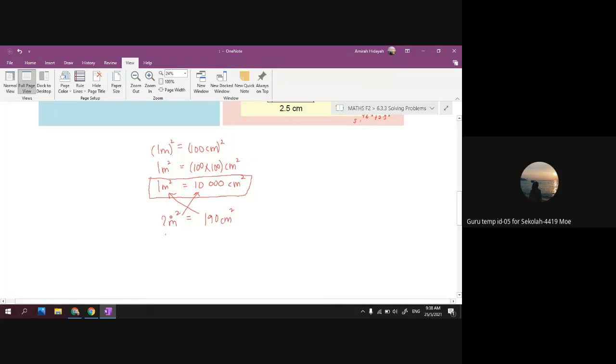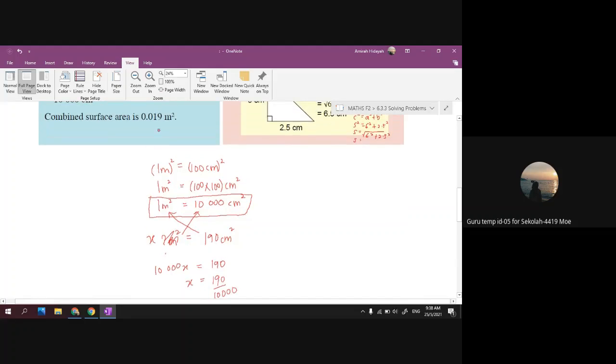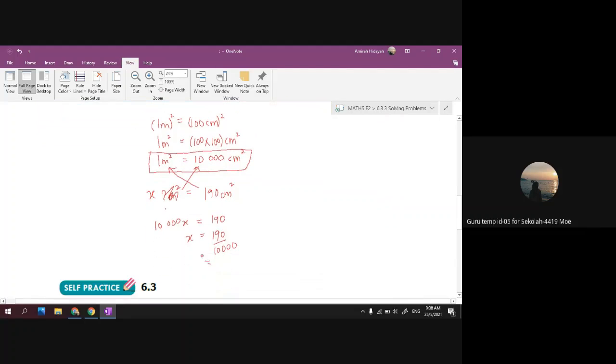Okay, let's say yang ni kamu unknown kan, so we replace this with x. So kamu akan dapat cross multiply x times 10,000, you will get 10,000 x. Ni cross multiply akan dapat 190. So x equal 190 divided by 10,000. So jawapan dia kamu akan dapat 0.019, 0.019 meter square.